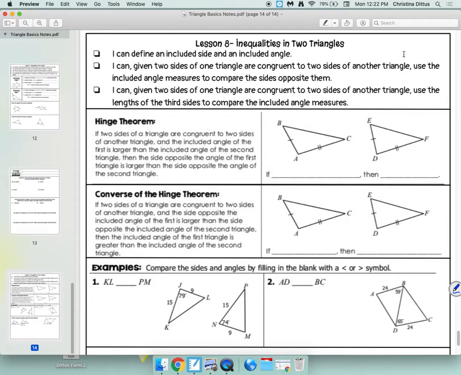Okay, so there's all of these words that are super fancy. All it says is that you need to have sides that are the same. So you see how AB matches DE, and then AC matches DF. So if you have sides that match, you have to have two sides that match, and then the angle in between. So in between these two sides is angle A. So if angle A is bigger than angle D, then the side across from angle A, so BC, has to be bigger than the side across from D, which is EF.